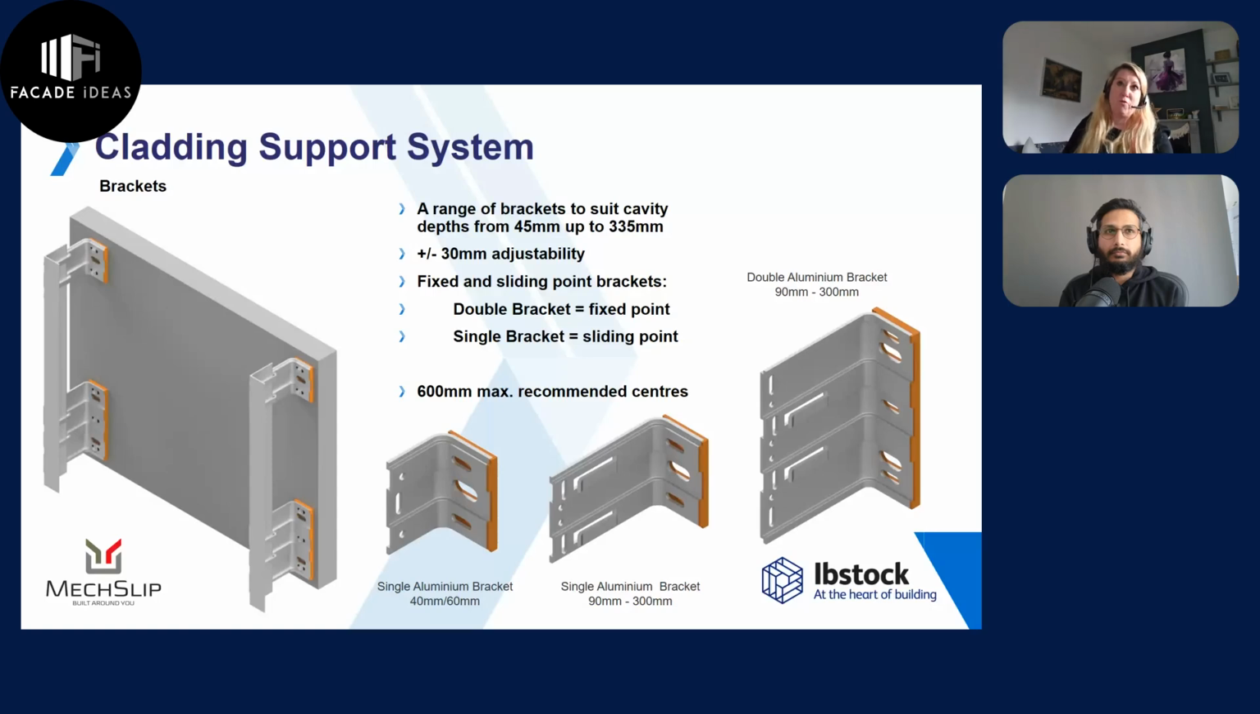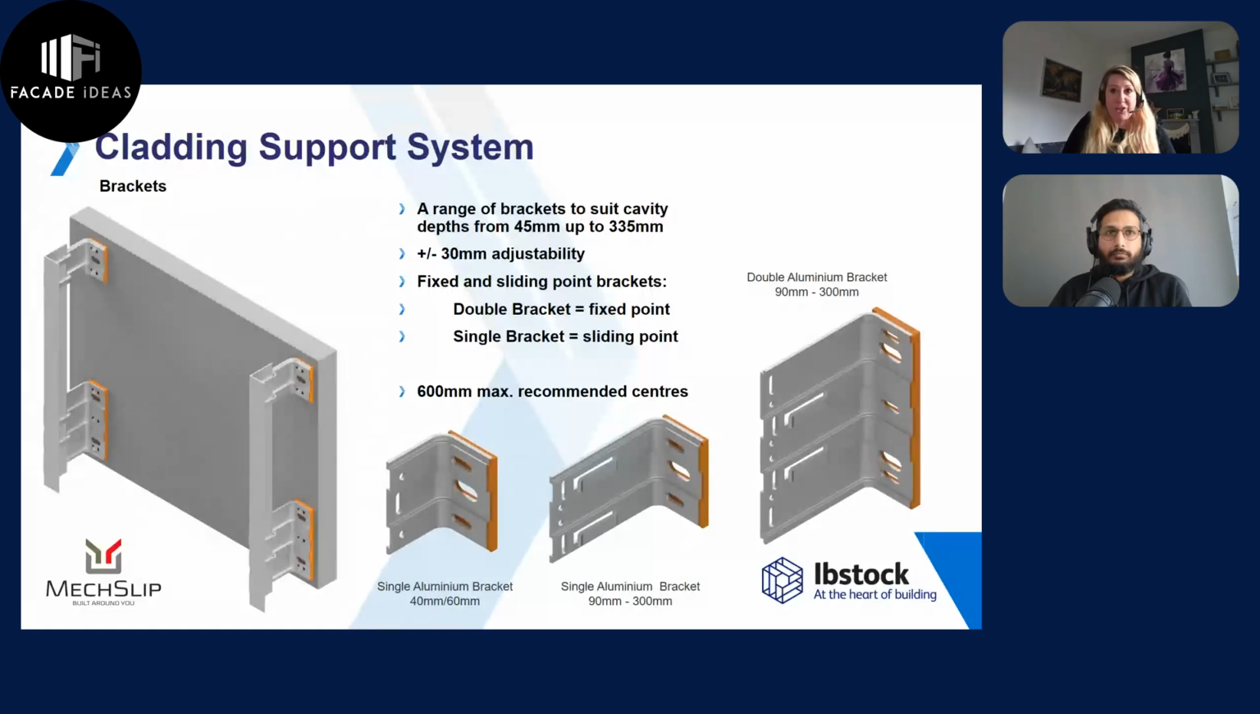Typically you would have a range of brackets. So you can see we have both double and single brackets up on the screen. The MechSlip system itself will range from a 45mm cavity right the way up to 335mm. The double and single brackets, as Josefa said, a lot of these systems are designed and calculated specifically for project requirements, but typically we'd work on a ratio of 3:1 single to double brackets per metre square.